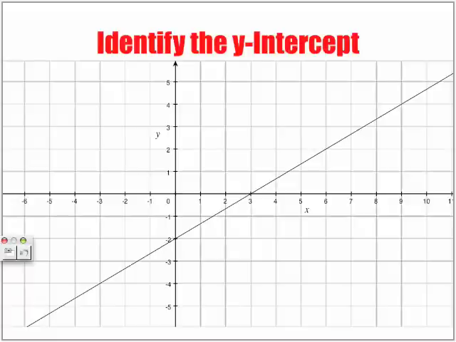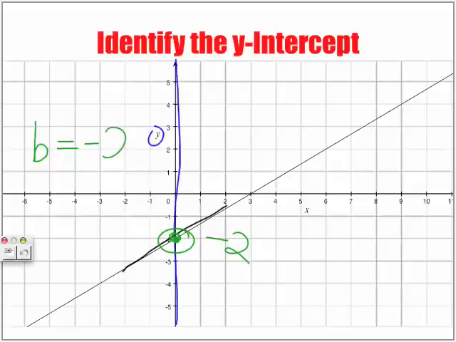Identify the y-intercept. As we said, the y-intercept is the location in which our line crosses this y-axis. And this line crosses right here at the value of -2. So therefore, our y-intercept, or our b value, is -2.